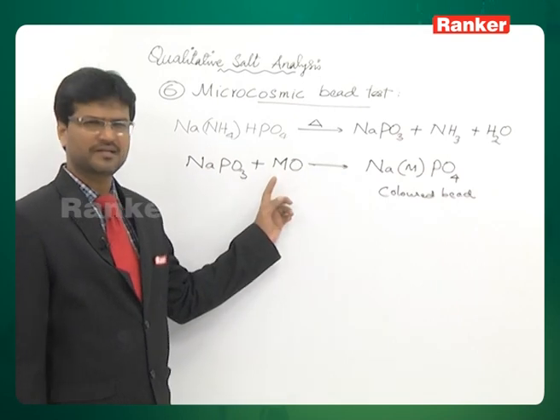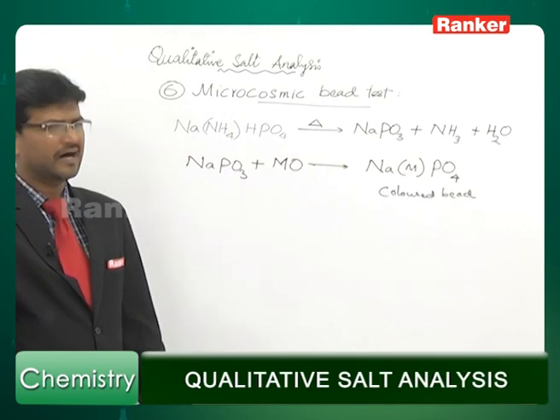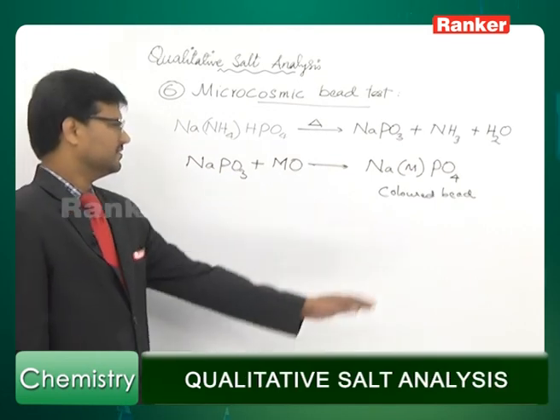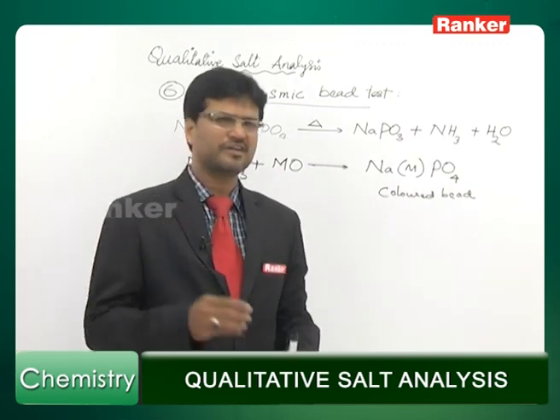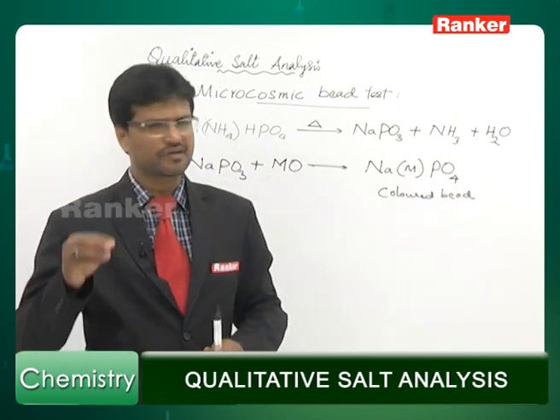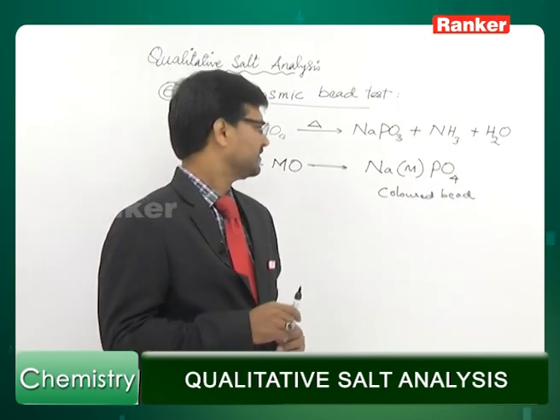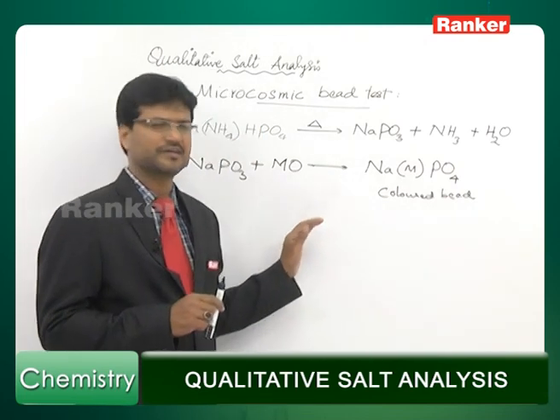M stands for some metal, it may be cobalt, it may be copper, nickel, manganese, iron. So, based on the nature of the metal, you get different colored beads and the colors are same as what you get in borax bead test. This is the microcosmic bead test. This is the reaction involved in it.